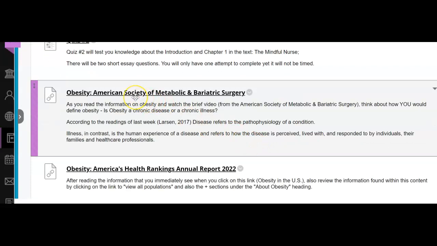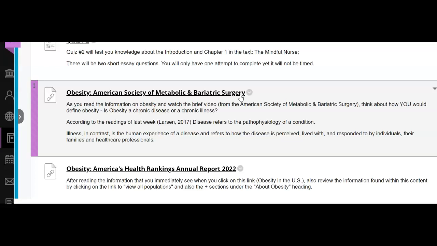And there is a link to a website. It's the American Society of Metabolic and Bariatric Surgery. And as you read the information in this website, and there's a very brief video that's right in the beginning, think about how you would define obesity. To you, is obesity a chronic disease, or is it a chronic illness?